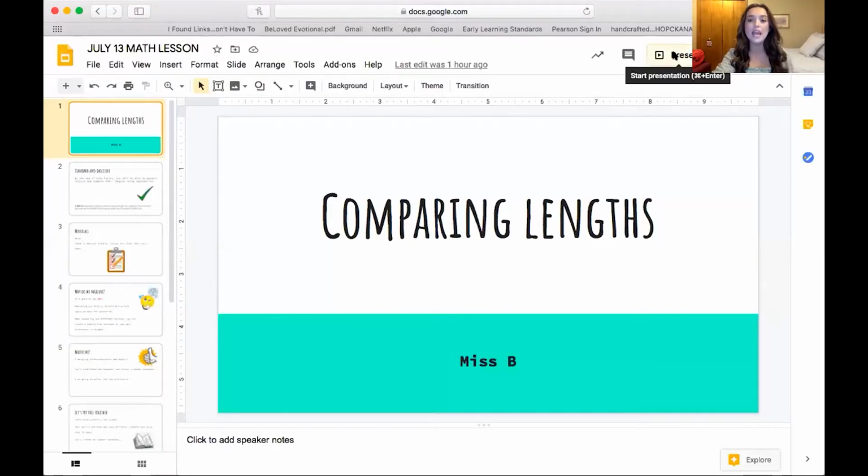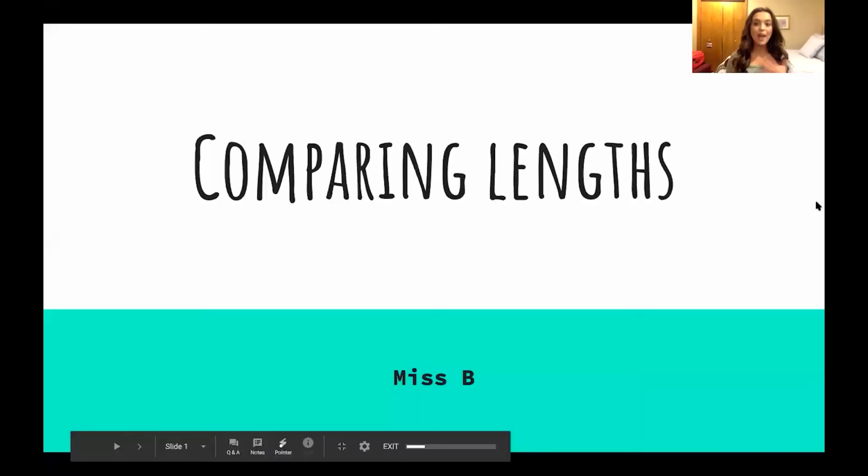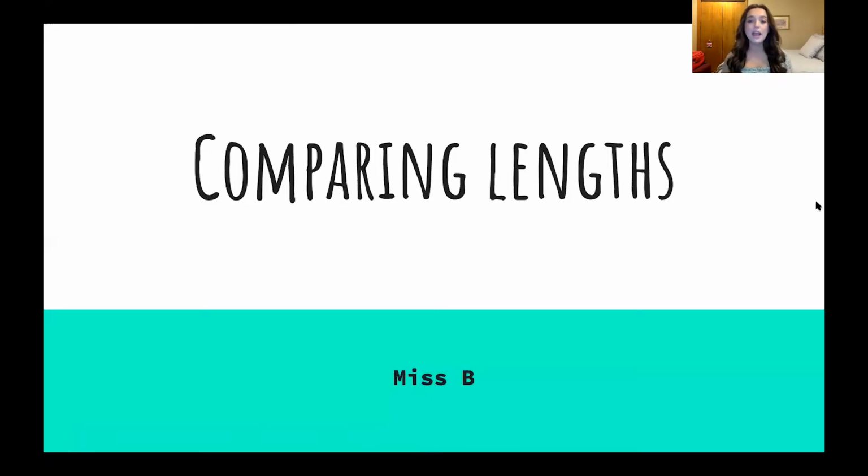All right, so today we are going to be talking about comparing lengths. And what this is, just when we measure two things, we are going to be comparing the lengths. So seeing which one's longer, which one's shorter, what is the difference between the two.